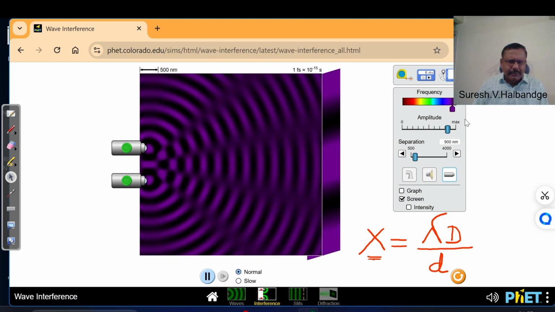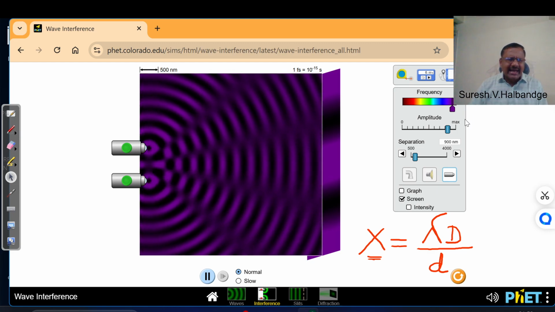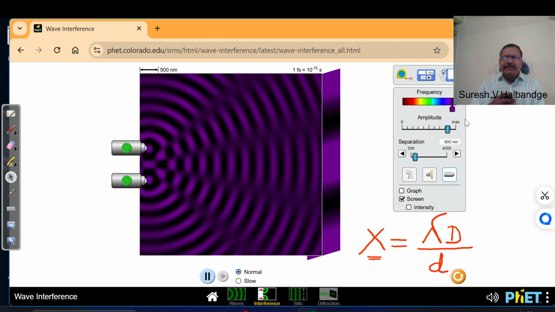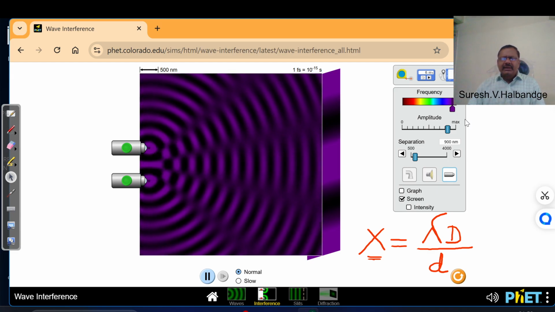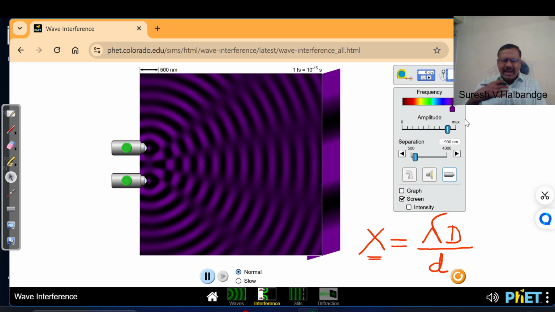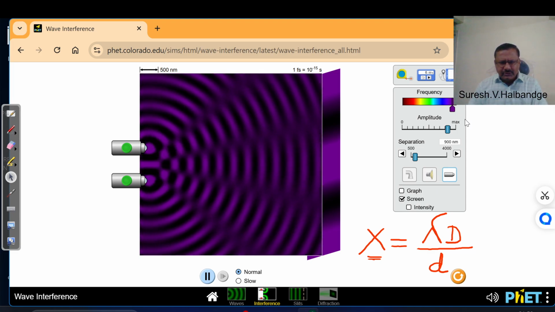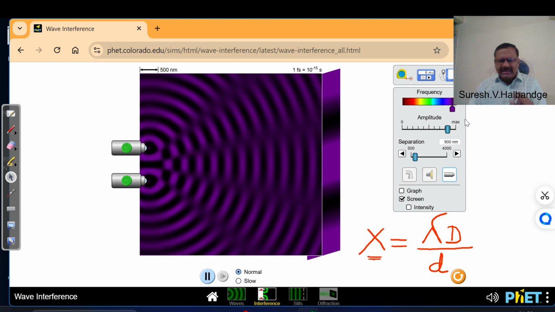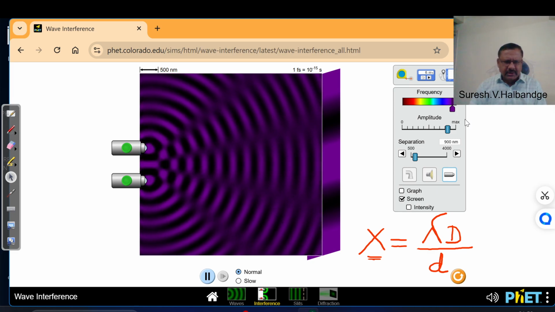Now see, you are able to see distinct bands because I increased the amplitude. What is the relation between the intensity and amplitude? Intensity is directly proportional to the square of the amplitude. So I have increased the amplitude. That's why I am able to see the clear, distinct, bright bands.